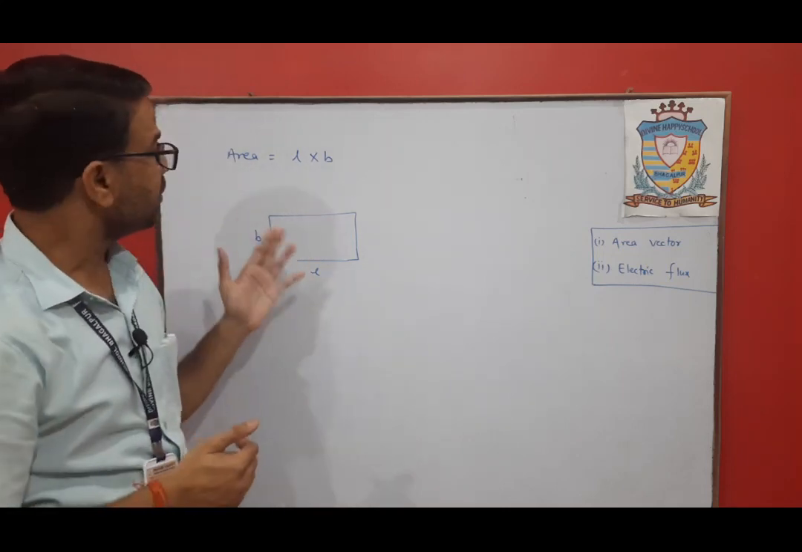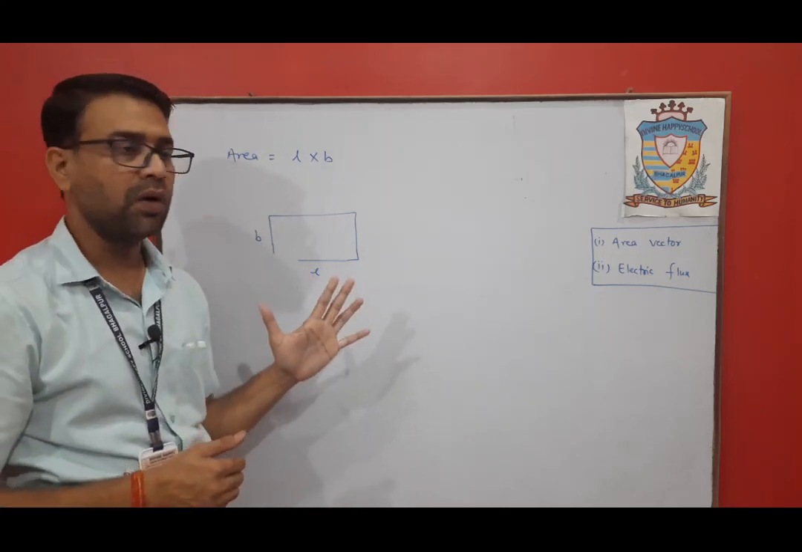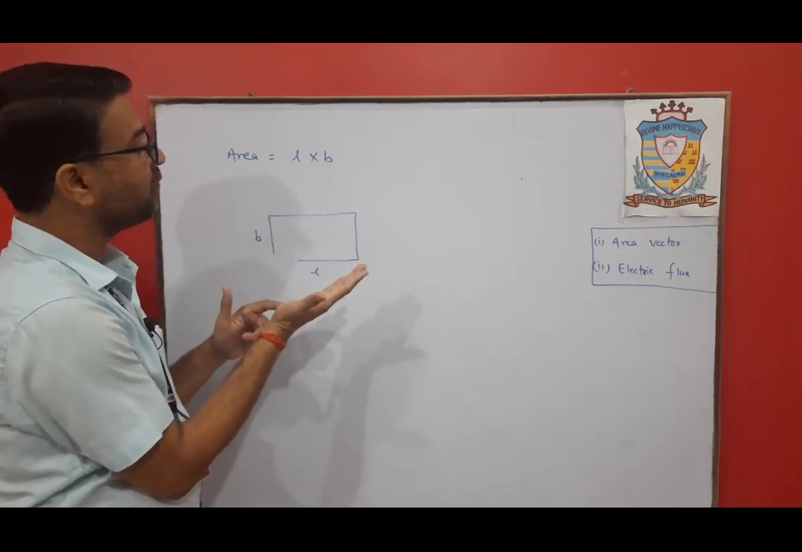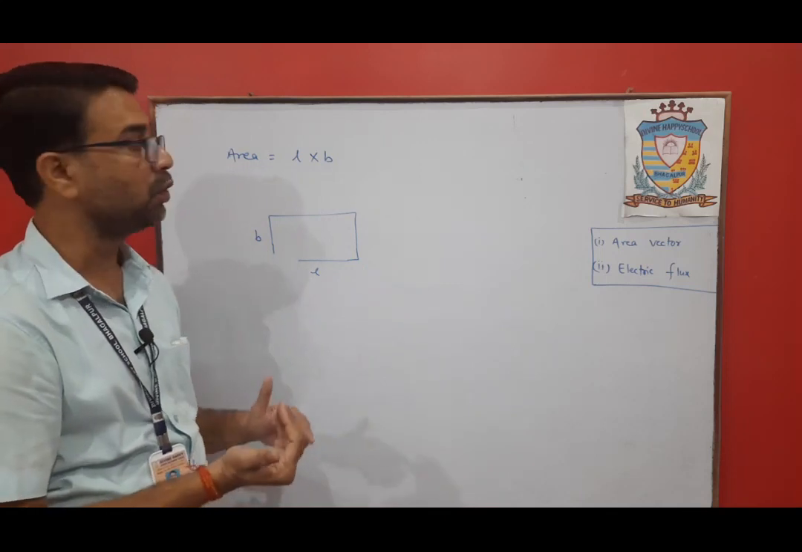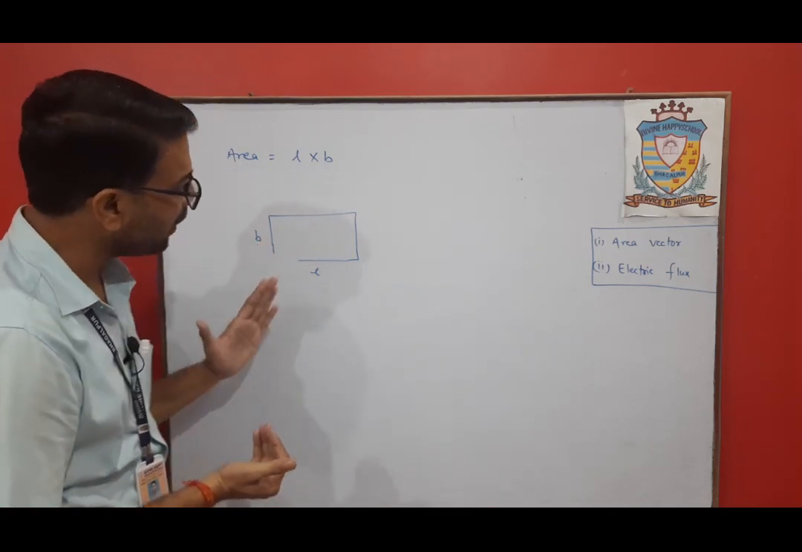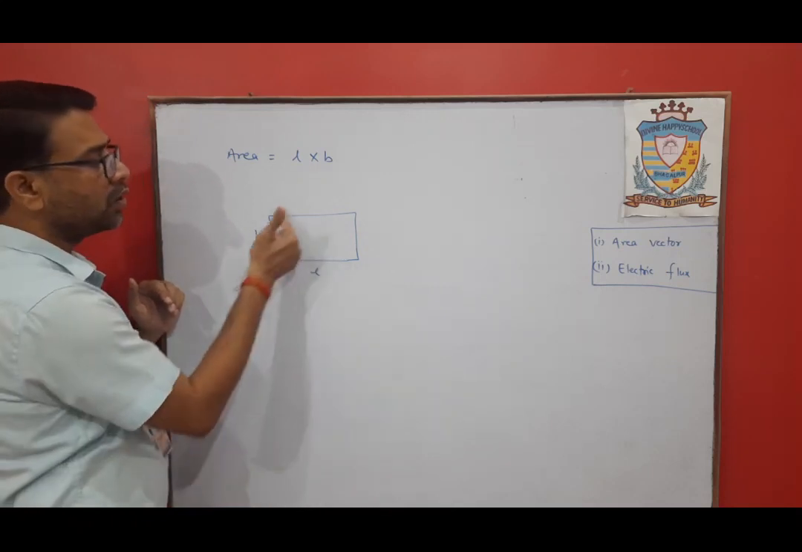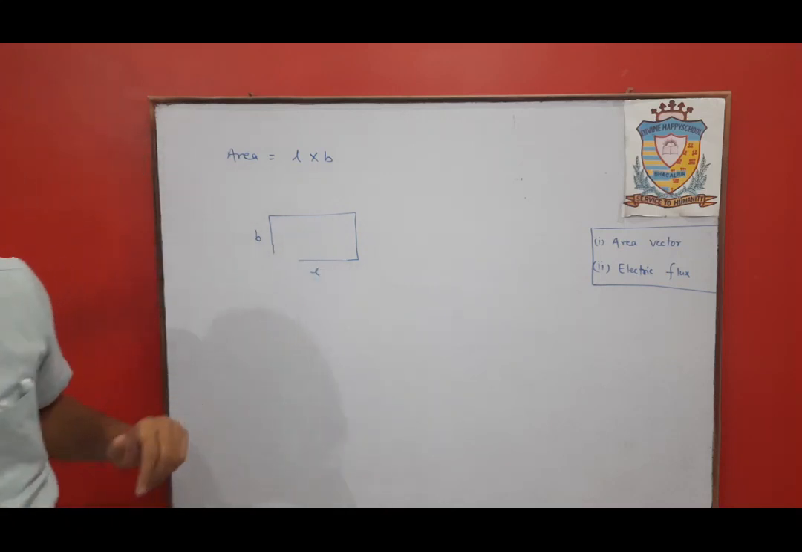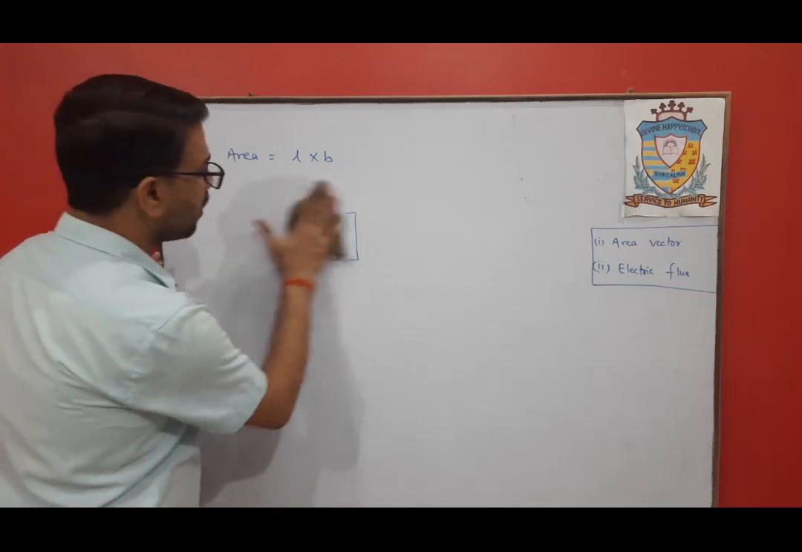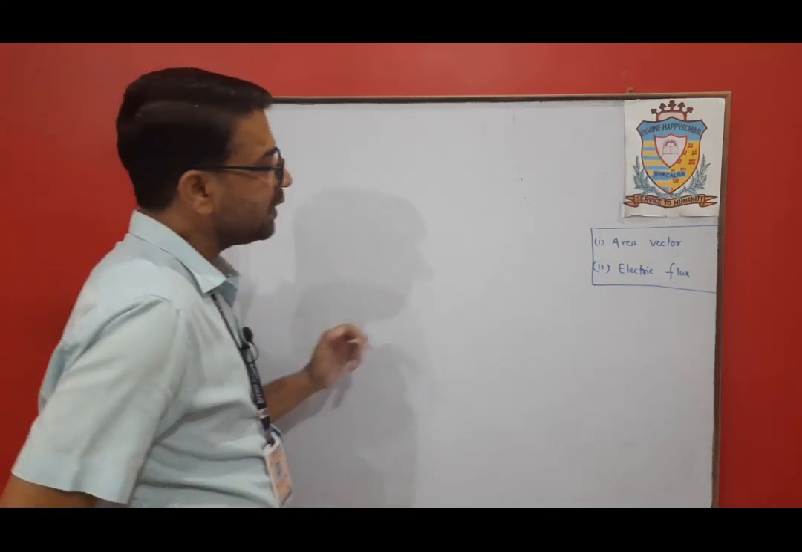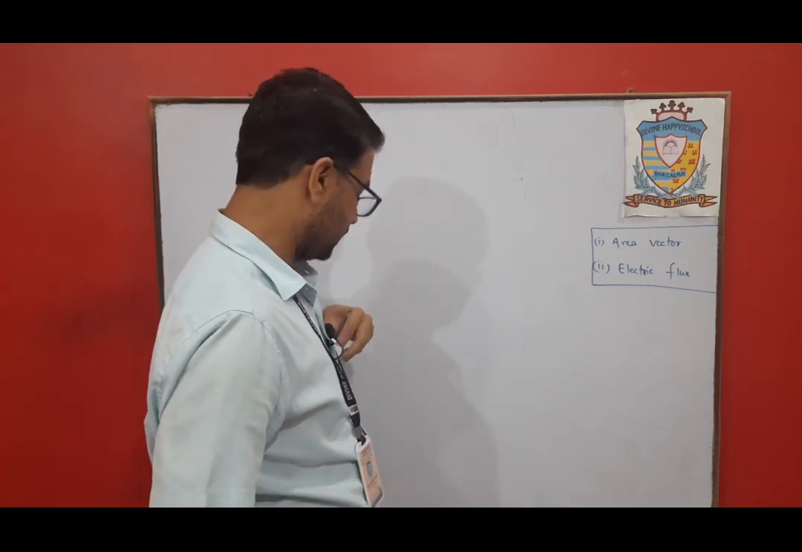So the area vector is a vector quantity whose direction can be found with the help of the right hand thumb rule, and it is always perpendicular to the area, in the outward direction. Clear? So this is the concept of the area vector. Now we will discuss electric flux. What is electric flux?